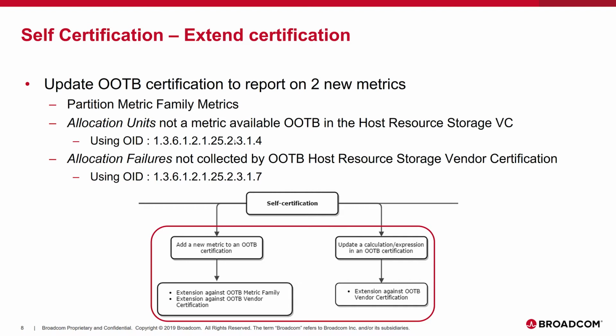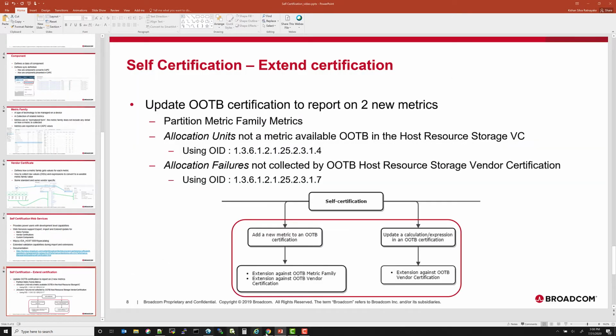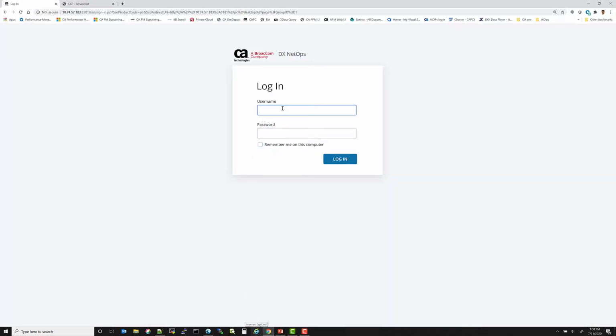So let's take a look. First, what we would need to do is understand, are we polling these OIDs, right? So it says here, allocation units is not a metric available, right? And this is the OID that we need to get, right? Since allocation units is not a metric, let's go ahead and take a look at the partition metric family first, right? So I'm going to exit here and go into my CAPC UI, login. Oops.